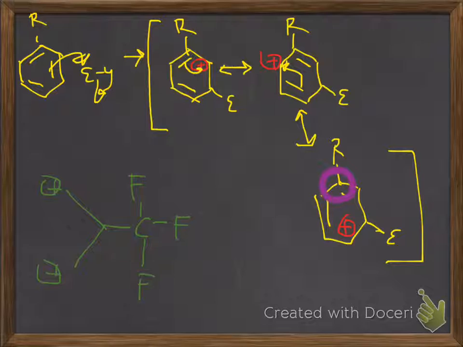Now, please note, it's still not activating. That's one of the reasons why it's still slow. It's still slow because electron density is still being pulled in this general direction. So it's going to destabilize that carbocation, whereas something like a methyl group actually stabilizes it.